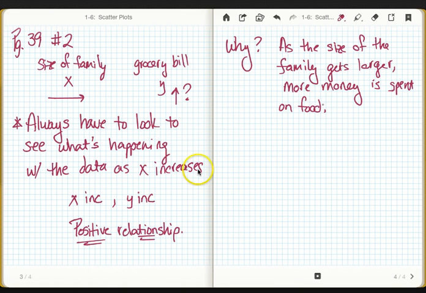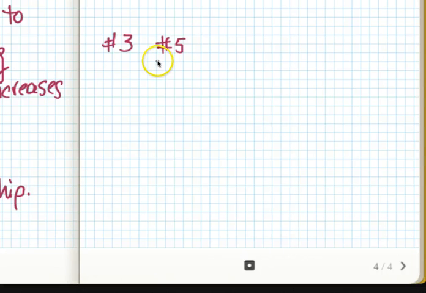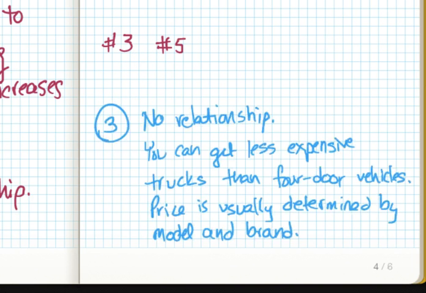What I would like you to do right now is to go ahead and take a look at number 3 and number 5. So hit pause, read through those situations, and determine if a relationship exists, and then explain why. When you're ready to see the solution, hit unpause. Okay, let's go ahead and take a look at some answers.